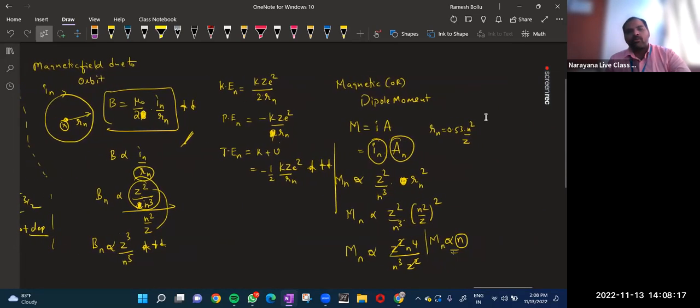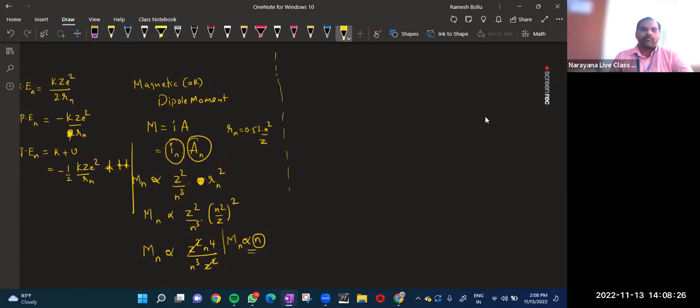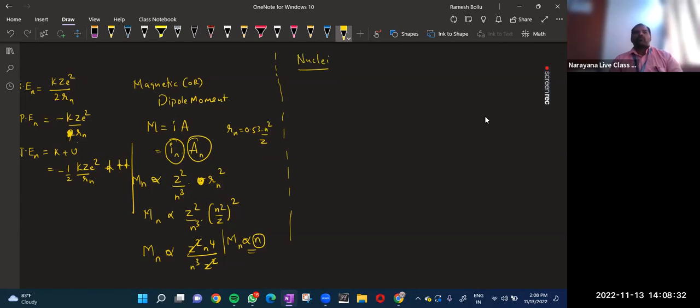Okay, so that is all about Bohr's theory. So atoms is also over. Now, very immediately, the next chapter is nuclei. What is the concept of nuclei, students? Inside the atom, what is the Rutherford gold foil experiment? Tell me.